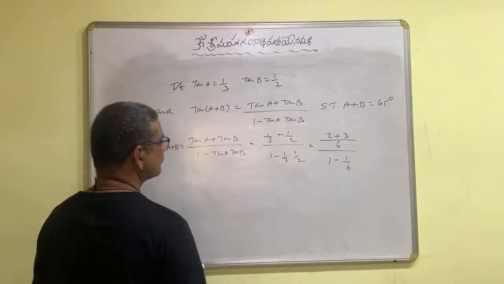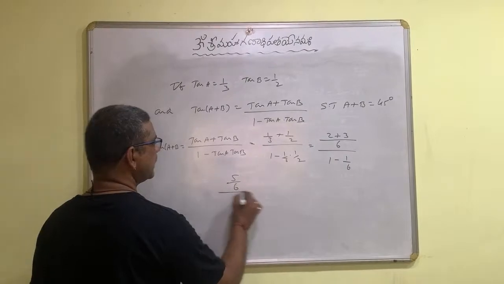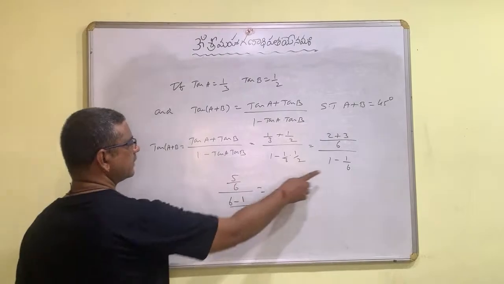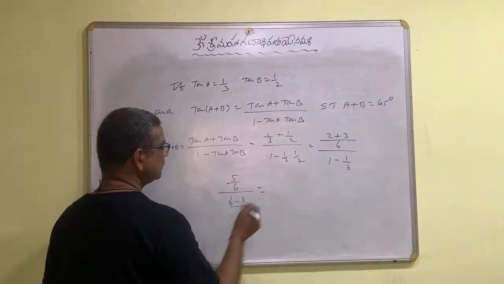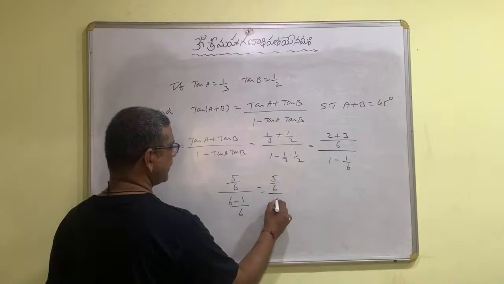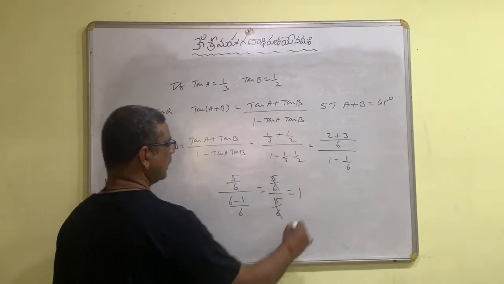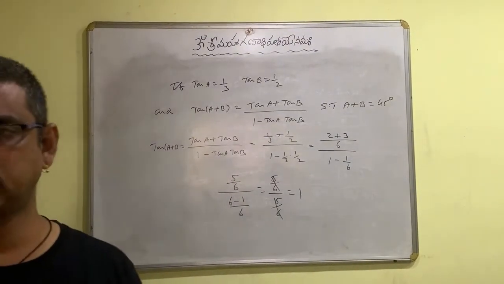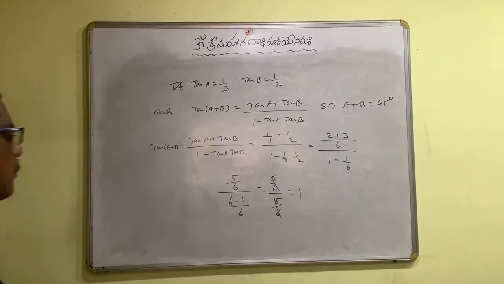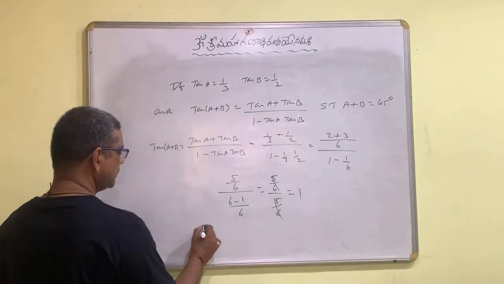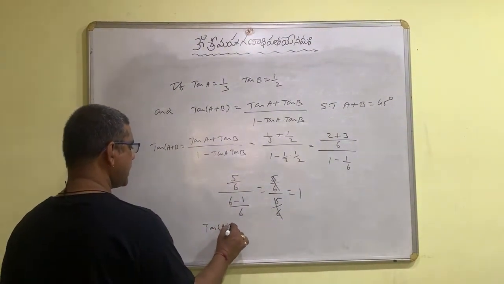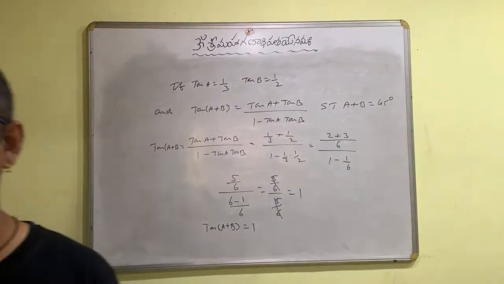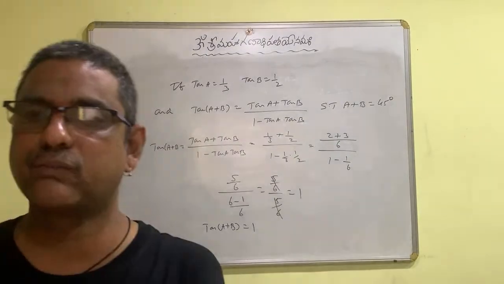Now 5 by 6 divided by 6 minus 1 by 6. The denominator, 6 minus 1 by 6, is 5 by 6. So 5 by 6 divided by 5 by 6 is 1. So what we got at the end? Tan(A plus B) is 1. This is what we got.